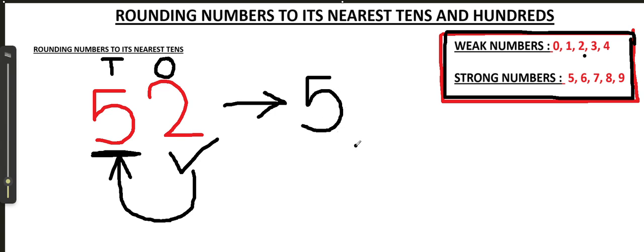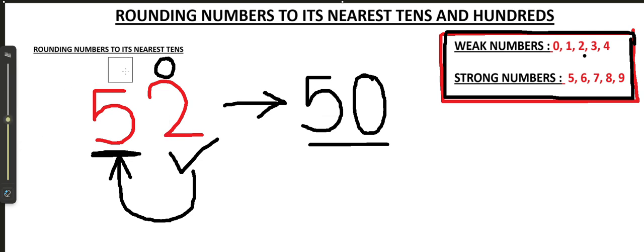2 has drained all its energy and it has changed to a 0. So 52 rounded off to its nearest tens is equal to 50. Just because it is nearest tens, it has got a 0 at the end, and thereby our final answer is 50 if 52 is rounded off to the nearest tens. Now I move on to the next one.